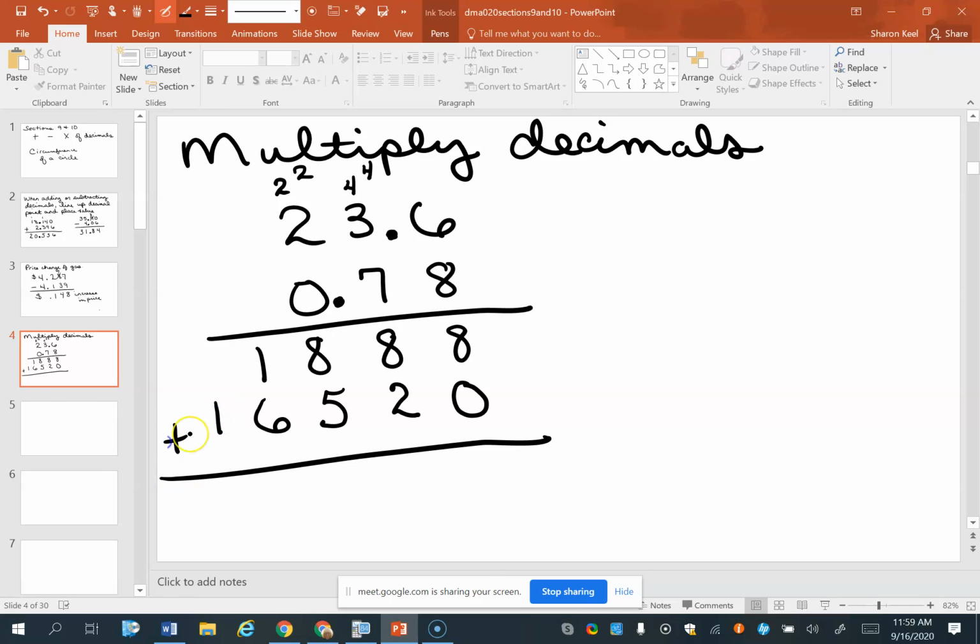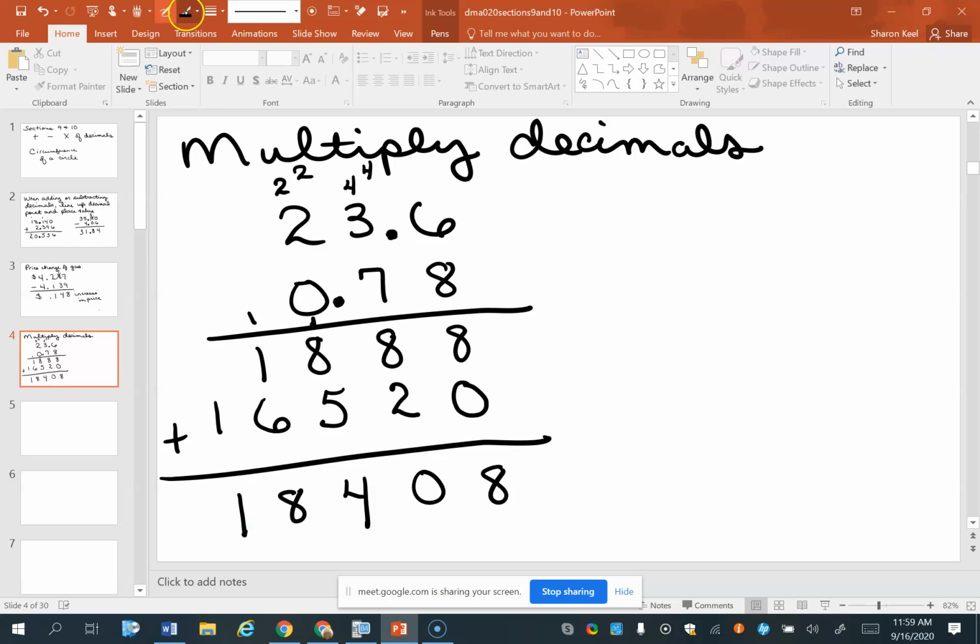Now we're going to add. 8 and 0 is 8. 2 and carry your 1. 8, 9. 9 and 5 is 14. 6, 7, 8. And then 1.